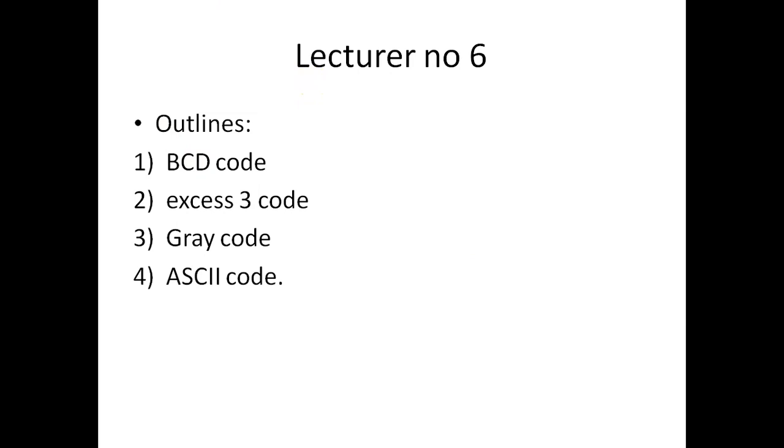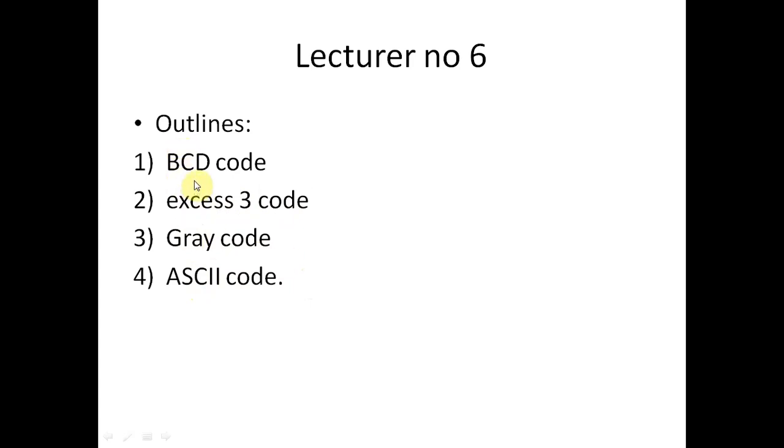Lecture number 6 of number system. These are some outlines of lecture number 6. First outline is the BCD code. Second one, XS3 code. Third one, gray code. And fourth one is the ASCII code.